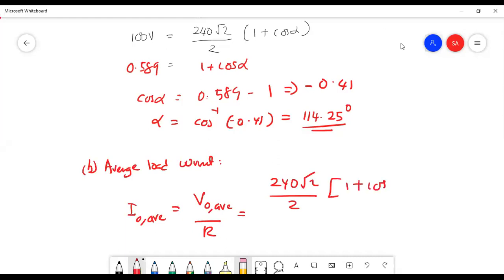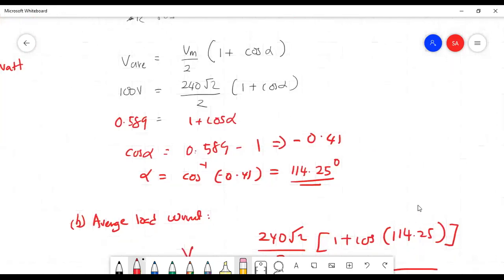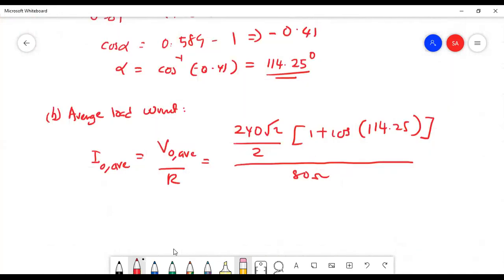multiplied with 1 plus cos alpha is 114.25, over your R load, which is 80 ohm, if not mistaken. I think yes, 80 ohm. Okay, and then you can get this one, which is actually 1 minus... so my answer is 1.25 ampere. So we have completed example 4.